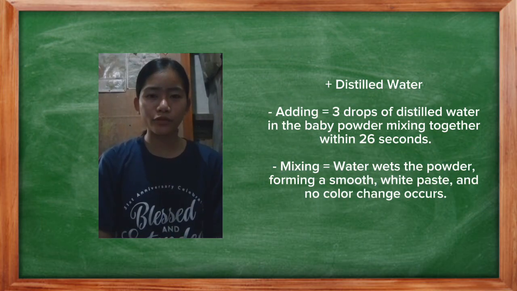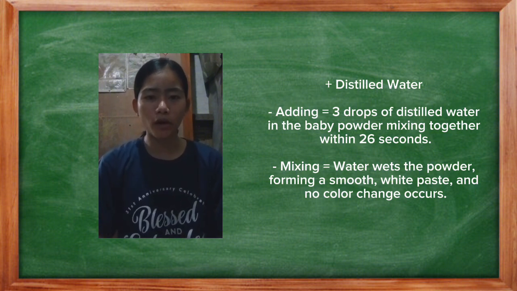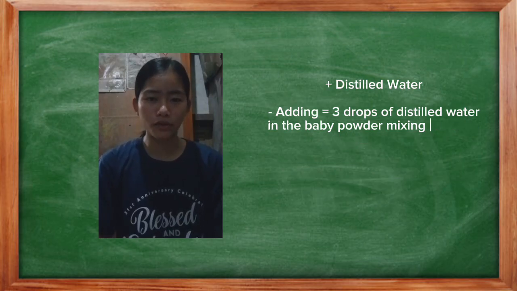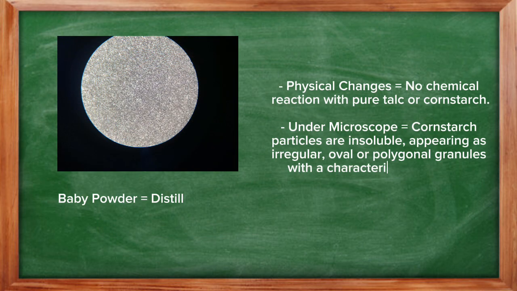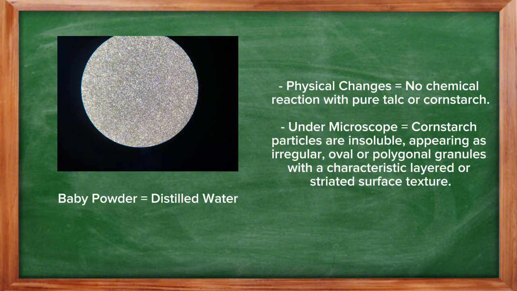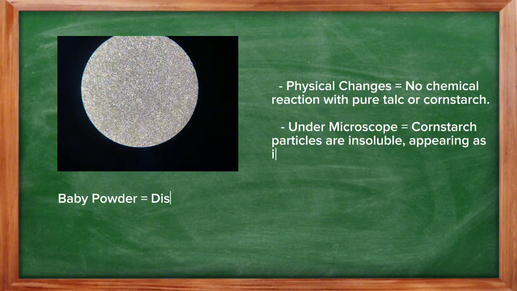While in distilled water, adding 3 drops of distilled water in the baby powder, mixing together within 26 seconds. Water wets the powder, forming a smooth white paste, and no color change occurs. The physical change: no chemical reaction with pure talc or cornstarch. Under the microscope, cornstarch particles are insoluble, appearing as regular oval or polygonal granules with a characteristic layered or striated surface texture.